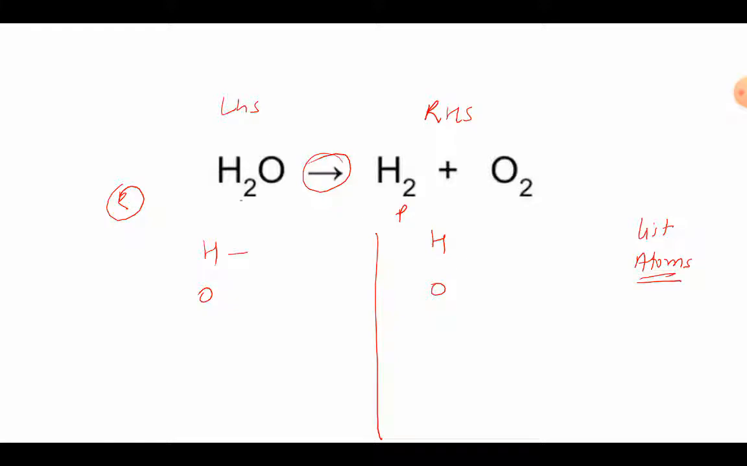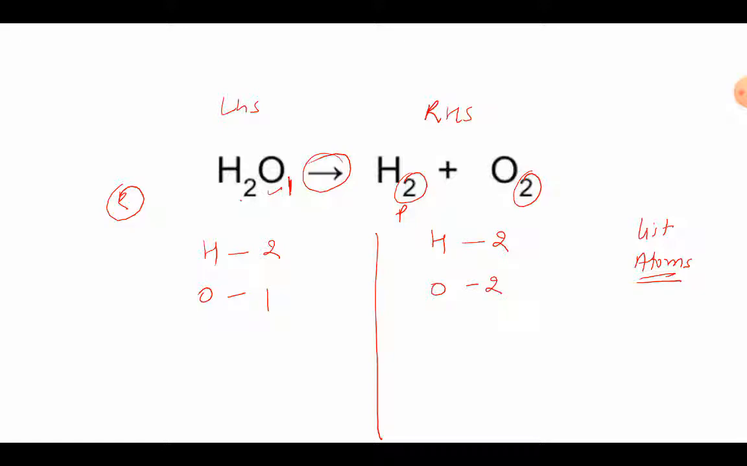So how many hydrogen do we have? 2. How many oxygen do we have? 1. Because there is nothing, so the subscript is 1. But if we go to the product side, how many hydrogen do we have? 2. And how many oxygen do we have? 2. So now a question comes: is this equation balanced or unbalanced?